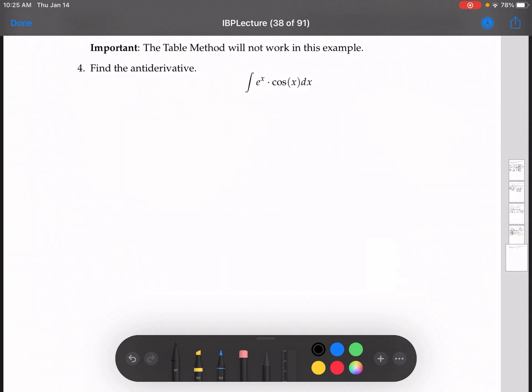All right, so the table method won't work for this example. This is because this is not a polynomial and that is not a polynomial. The table method only works when we have a polynomial piece that we can make into u. Let me show you how to do this one. You need to know how to do this for the written homework. I guess that'll be written homework 3.